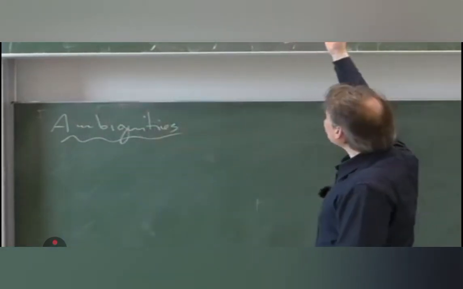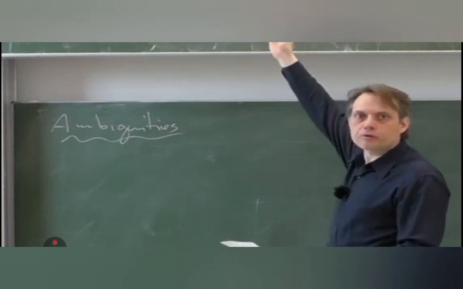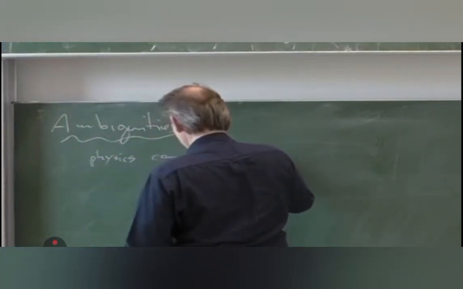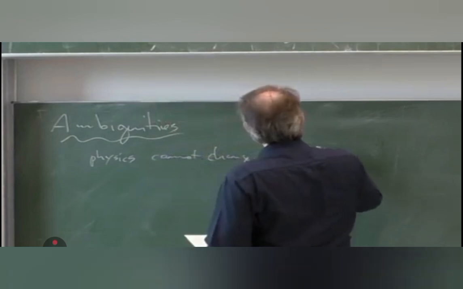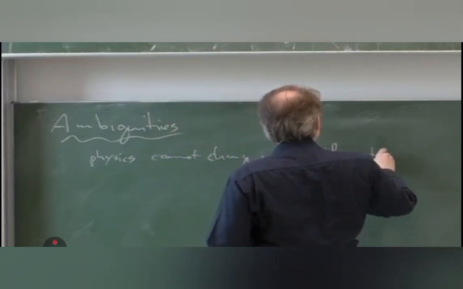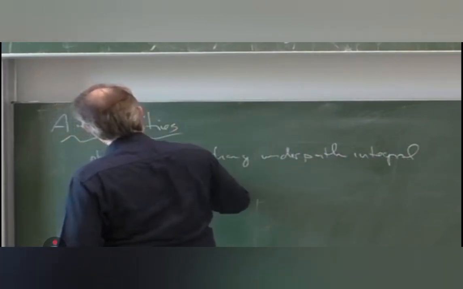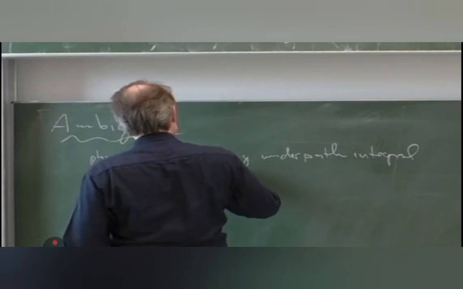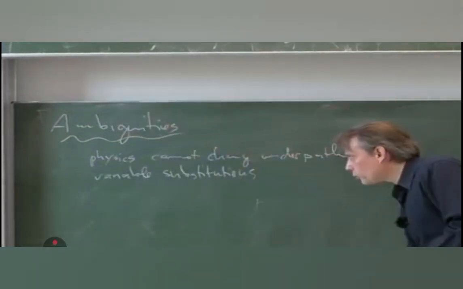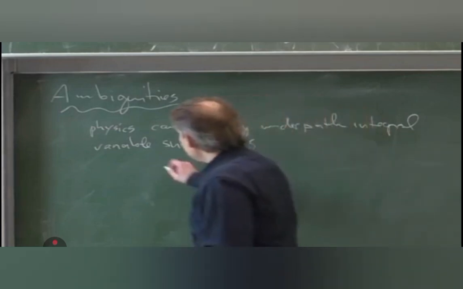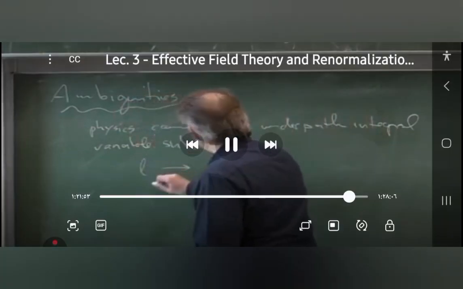So about the ambiguities. Looking at the path integral, clearly the physics cannot depend on the variable choice in the path integral. Therefore, the physics and observables cannot change under path integral variable substitutions. And again, this statement is a little bit sketchy, but let's for now work on this sketchy level.